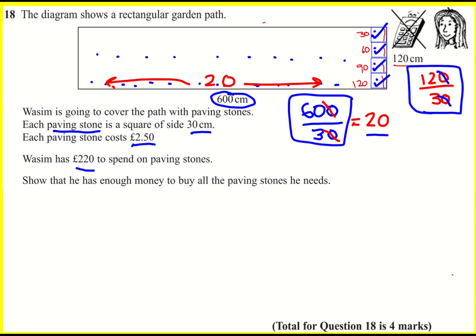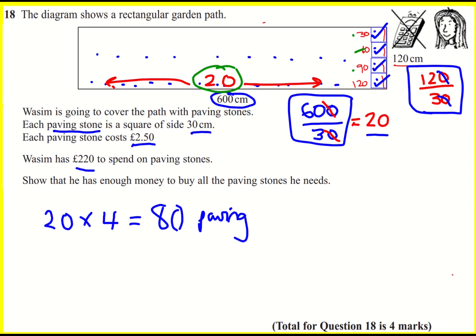So in the whole path, they require 20 multiplied by 4, okay? Because there's 4 down the side and there's 20 along the bottom. So 20 multiplied by 4 is what's required, which is 80 paving stones. So show the examiner that you have worked that out. So 80 paving stones required.